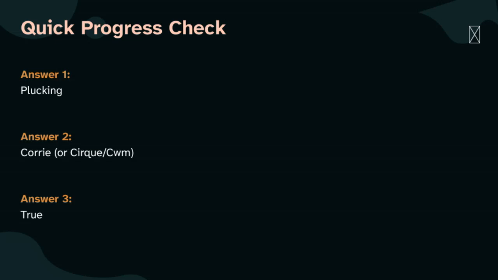Let's check the answers. Question 1. The process is plucking. Question 2. The armchair-shaped hollow is called a corrie. You may also see it called a cirque or combe. Question 3. The answer is true. Hanging valleys are often marked by waterfalls because smaller tributary glaciers eroded their valleys less deeply than the main glacier. Well done. Now we are ready to move from erosion to transportation.